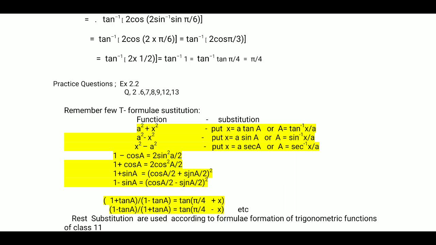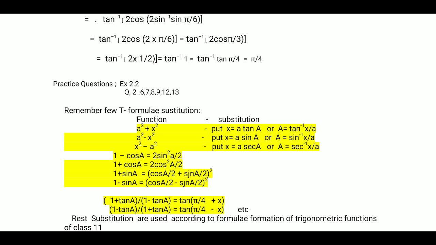Now some trigonometric formulae. 1 minus cos a will be written as 2 sin square a by 2, where A is capital here. 1 plus cos a is equal to 2 cos square a by 2. 1 plus sin a will be written as cos a by 2 plus sin a by 2 whole square. After opening the square, you will get the same result. 1 minus sin a is equal to cos a by 2 minus sin a by 2 whole square. After calculation, we get the result. We can use this in the different problems.